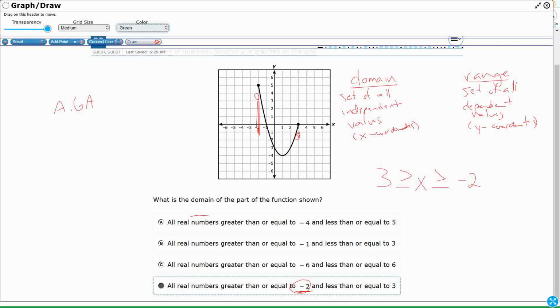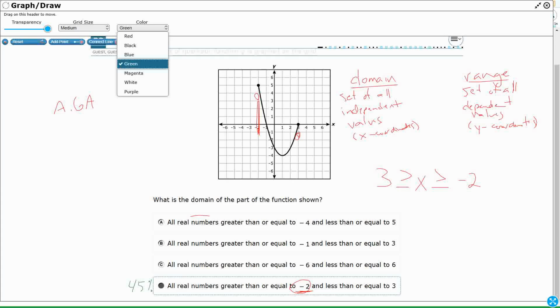And how did we do on this? Not as good as you would think. 45% of our students got D correct. It's a little bit of a surprise there. 24% chose B, right? So this 1 and 3, so maybe they were just looking at 3. And notice what 1 and 3 is. 1 and 3, those are the x-intercepts. So you could have some students out there with a misconception that domain equals the x-intercepts. They're the x-coordinates, but not the x-intercepts.